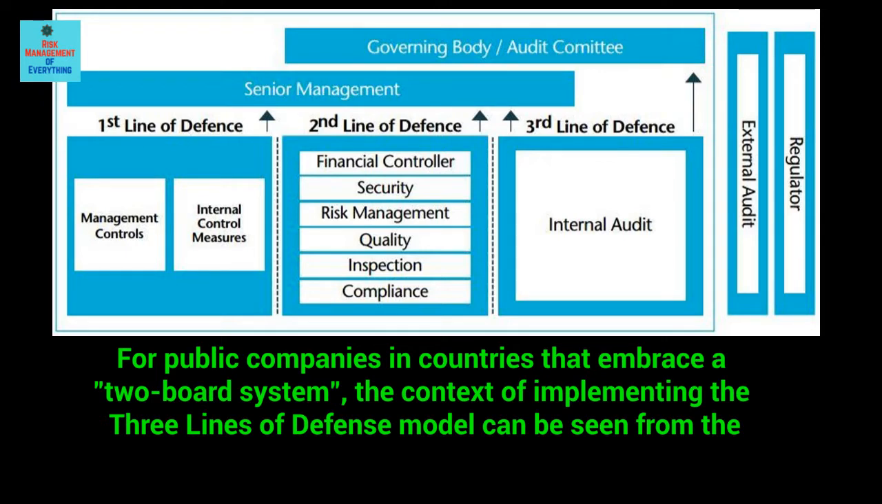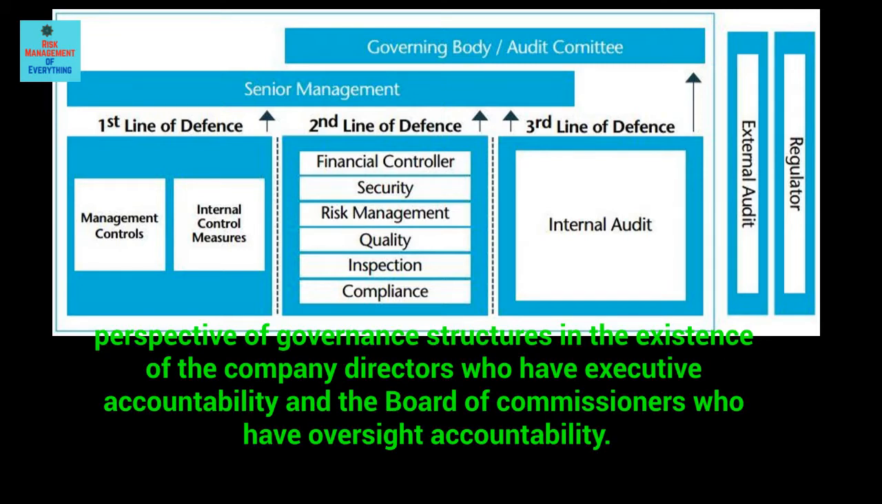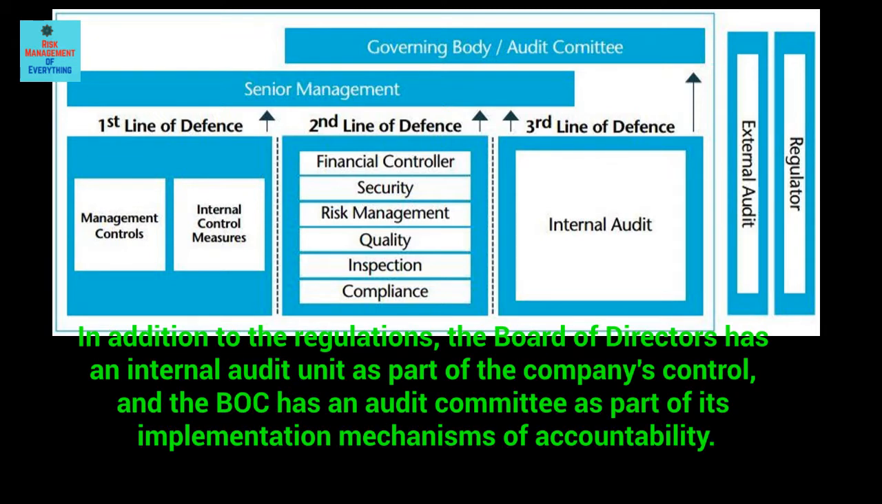For public companies in countries that embrace a two-board system, the context of implementing the three lines of defense model can be seen from the perspective of governance structures, in the existence of the company directors who have executive accountability and the board of commissioners who have oversight accountability. In addition to the regulations, the board of directors has an internal audit unit as part of the company's control, and the BOC has an audit committee as part of its implementation mechanisms of accountability.